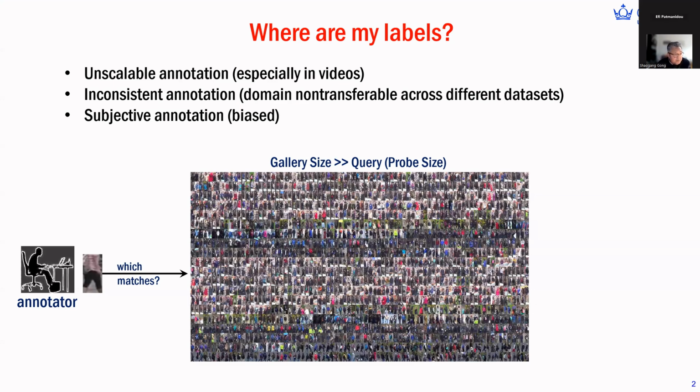I think over the last decades, the computer vision community and, in a broader sense, the machine learning community have been asking ourselves questions, and one of the most common questions is, where are my labels? And increasingly, we realized in large-scale deep learning, annotation probably is not scalable, particularly now increasingly in videos. Also, annotations are inconsistent, and often different labels are assigned to the same objects across different domains, so they're not transferable across different domains or datasets. And often annotations are also subjective. In other words, they are biased, either because of mistakes or because of subjective interpretation.